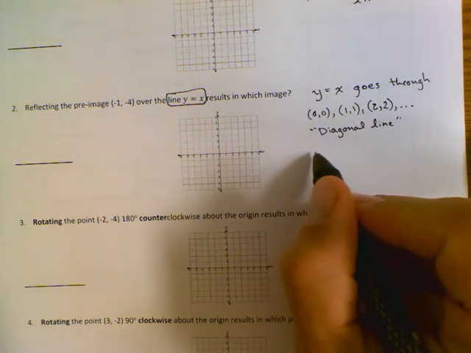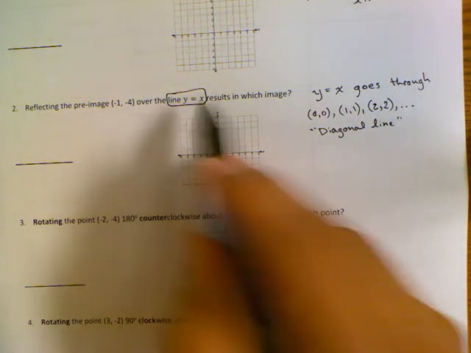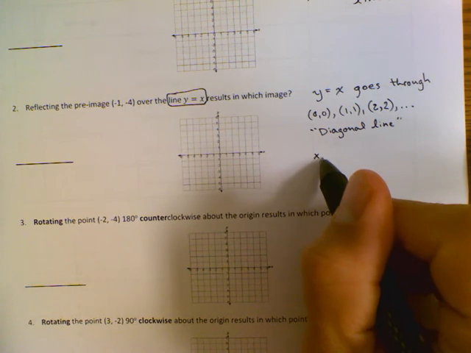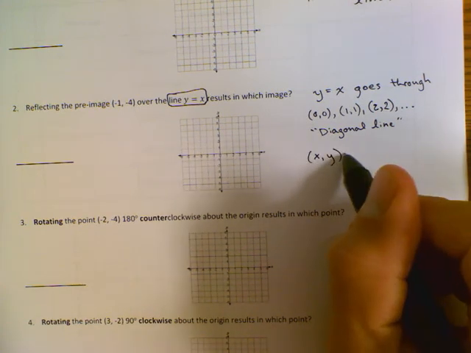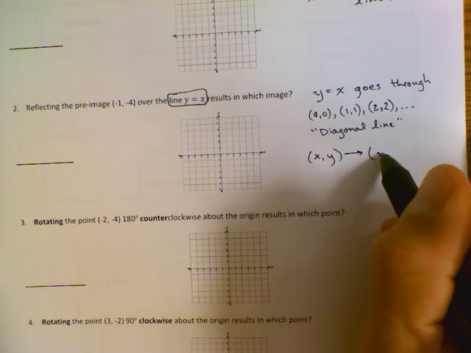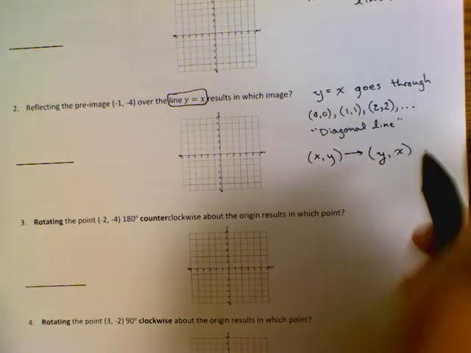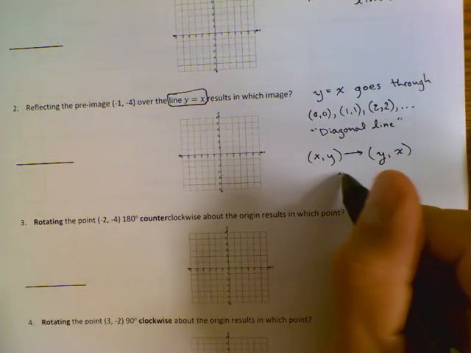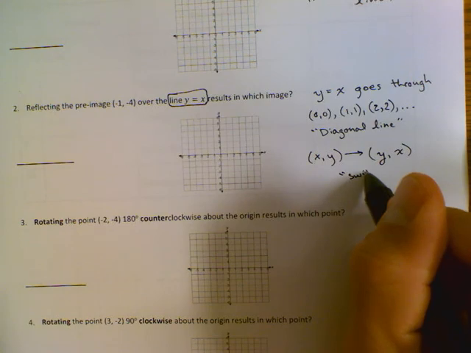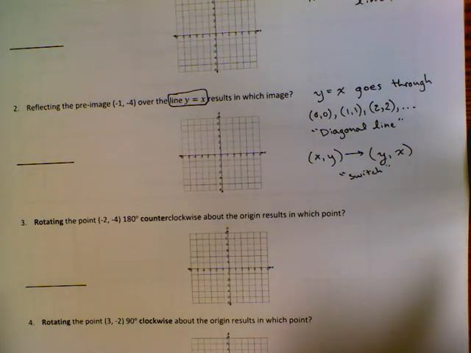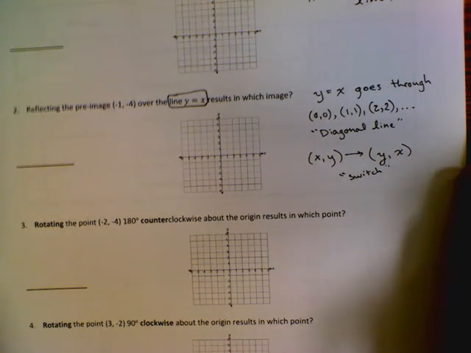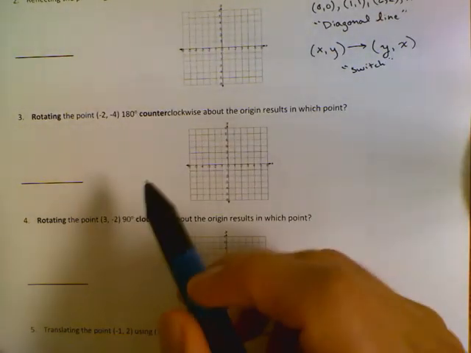Also remember that when you're reflecting across y equals x, if you're a rule memorizer, then this rule should help you. So basically all you do is switch the x and y values. Pause the video, finish that problem before moving forward.